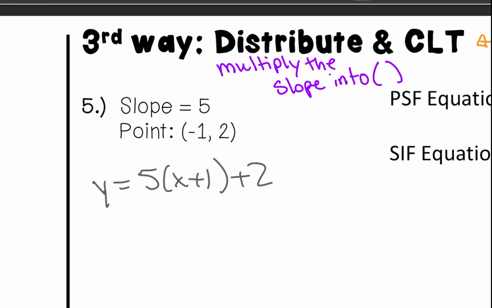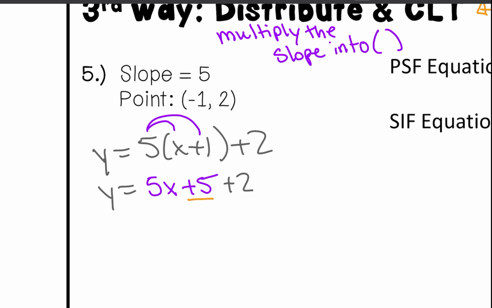So we're going to multiply the slope. 5 times x is 5x. 5 times 1 is a positive 5. I didn't mess with anything else, so I'm going to bring everything else down. Then what I'm going to do is combine like terms. Well, 5 and 2 are like terms, and they're a positive 7. Nothing else changed. Everything else remained the same.